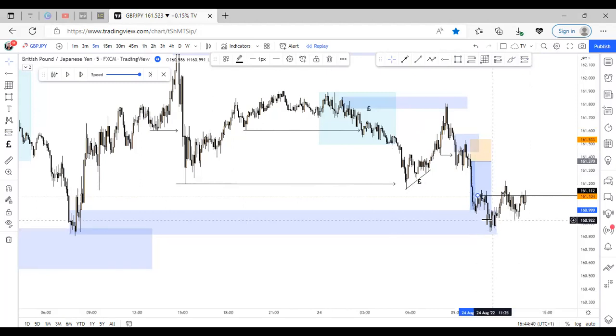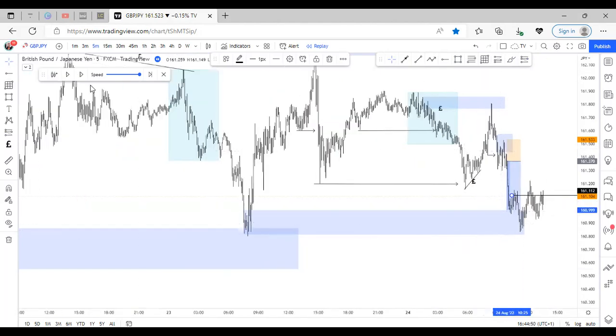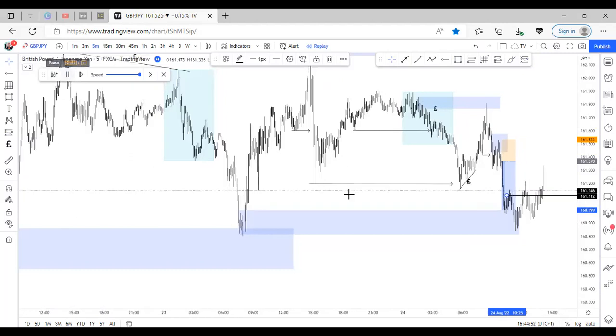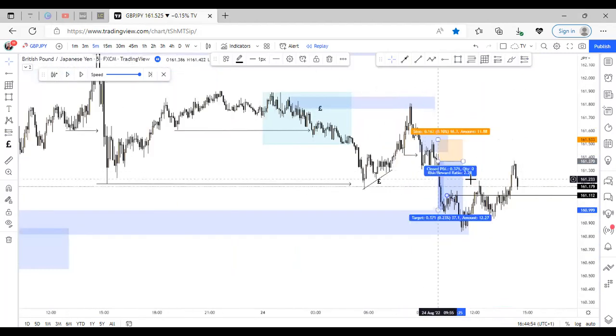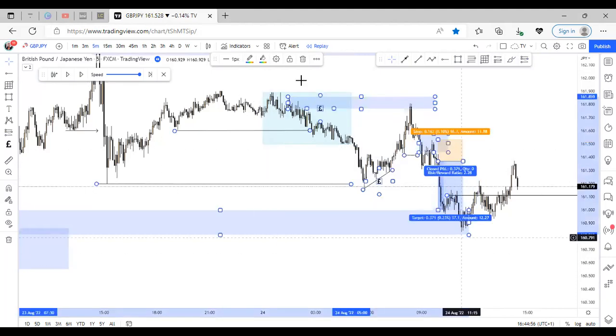Once my take profit is tapped, I try to leave that particular pair so as not to be overtrading. But later on we add a buy from here actually. So let me clear this chart now.